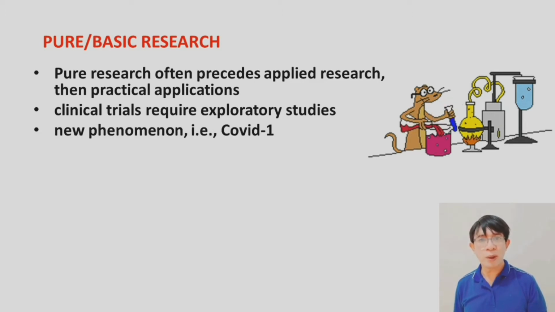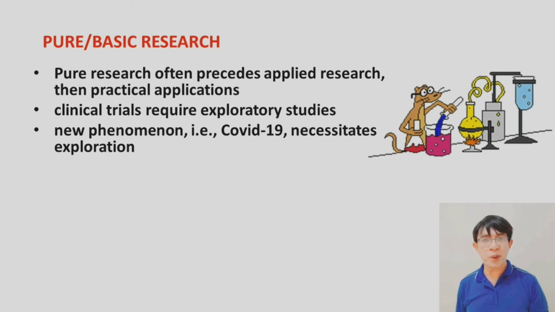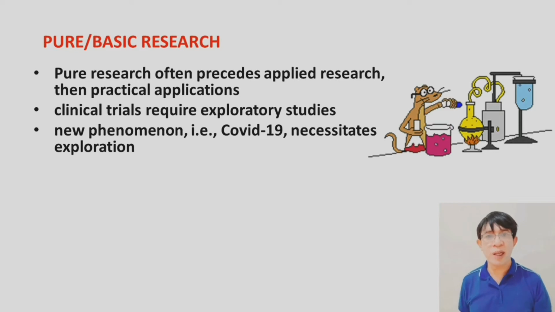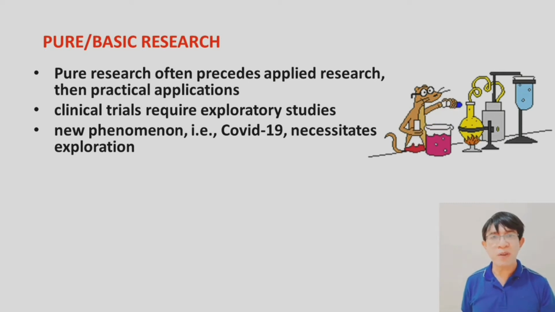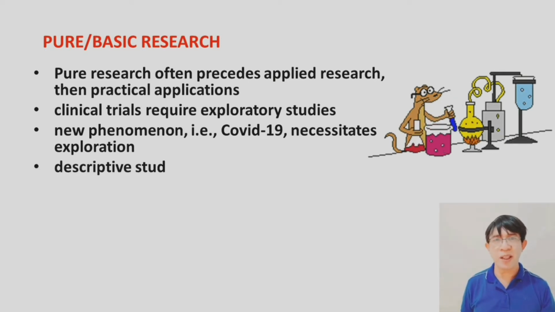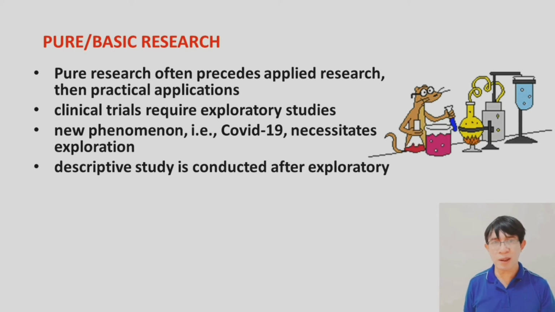A new phenomenon, like the COVID-19 virus, necessitates exploration about its nature, symptoms, effects, and origin since there is very limited information about the disease. After identifying these variables, a descriptive study is usually conducted to determine the prevalence or presence of the symptoms culled from the exploratory study among those who are suspected to have acquired the new disease.